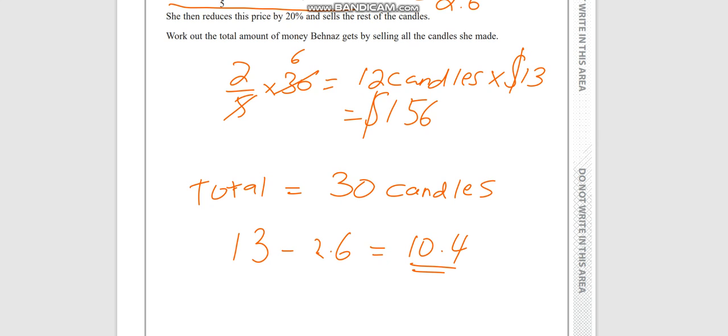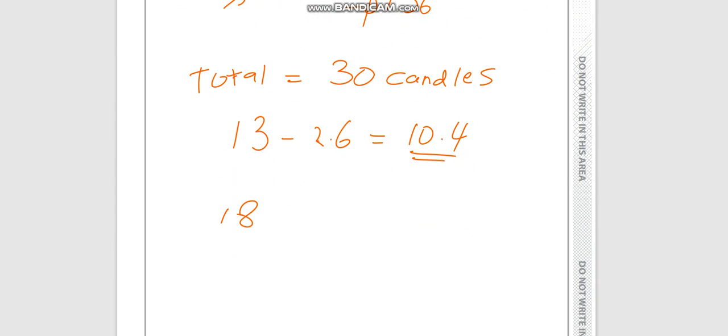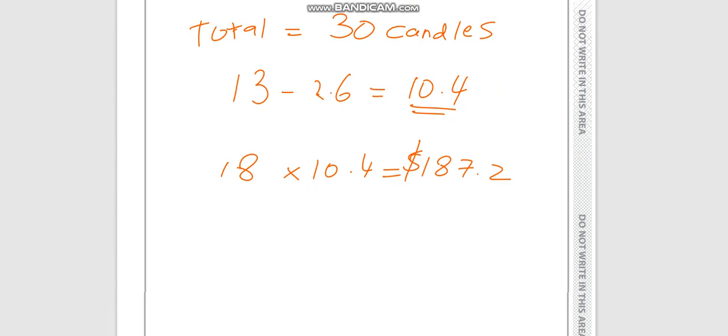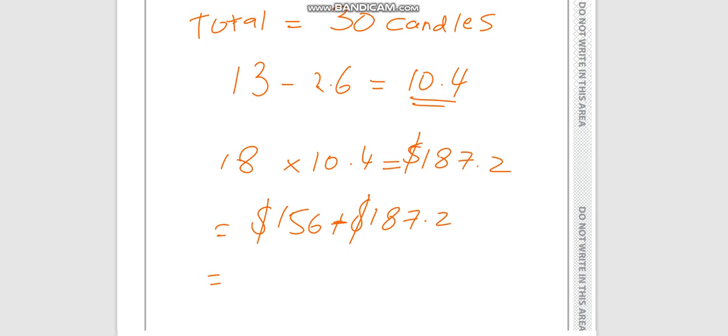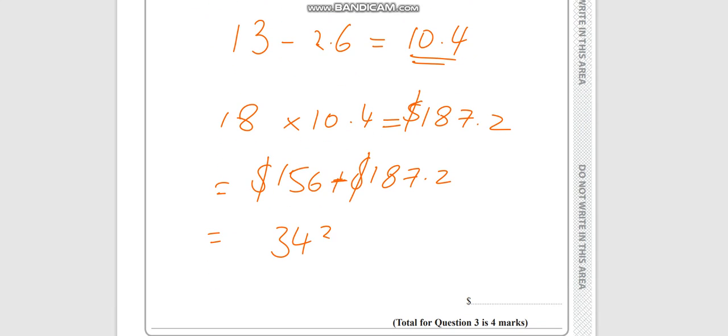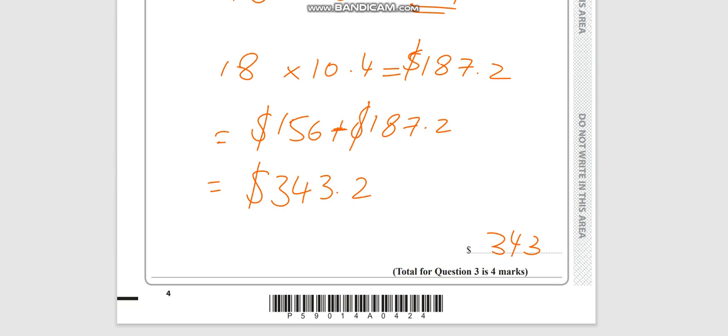So this is the amount that she is selling the rest of the candles for, which is 18 candles left. So 18 into 10.4 will give me $187.2. And if we remember that the 12 candles were sold for 156, so adding the total amount, the total of 30 candles, which is 156 and 187, which will be a rough estimate of $343.2. And you can write 343, that doesn't matter. Okay, that's the answer for the third question.